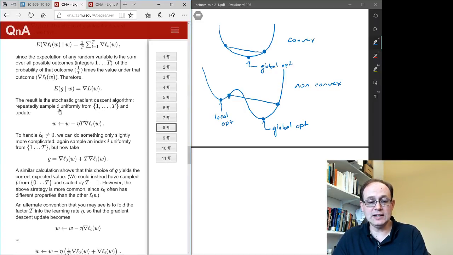We repeatedly sample an index uniformly from 1 to capital T, take the gradient of the ith term in our loss function, scale it by t to compensate for the fact that we only took one sample, multiply it by the learning rate eta, and subtract it from W. And we keep doing that over and over and over again until we're tired.